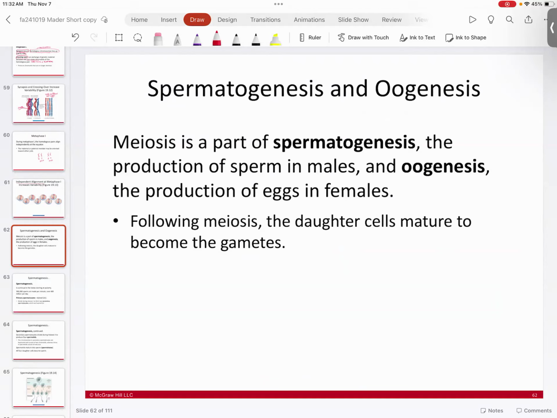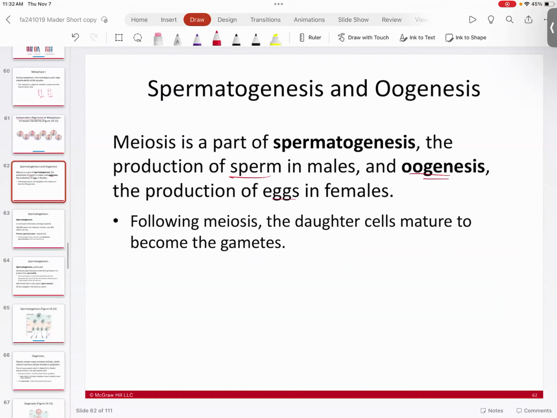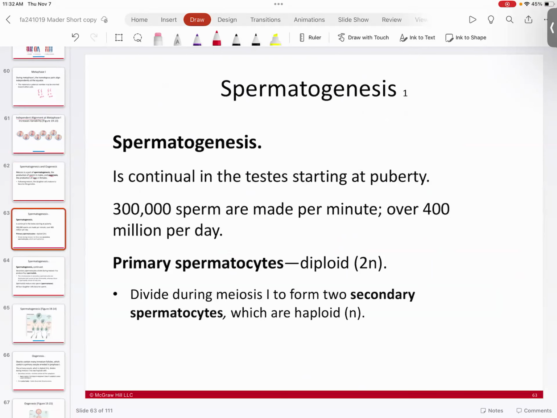And so meiosis is what underpins the production of gametes in humans. For instance, spermatogenesis will make sperm in males, oogenesis will make eggs in females. And so ultimately, in meiosis, these daughter cells will then become the gametes, the fully functional gametes. So in spermatogenesis, typically this is something in males that is happening pretty constantly. So about 300,000 or so sperm are made per minute, 400 million per day. So there's a lot of sperm. A lot of it is just use it or lose it.